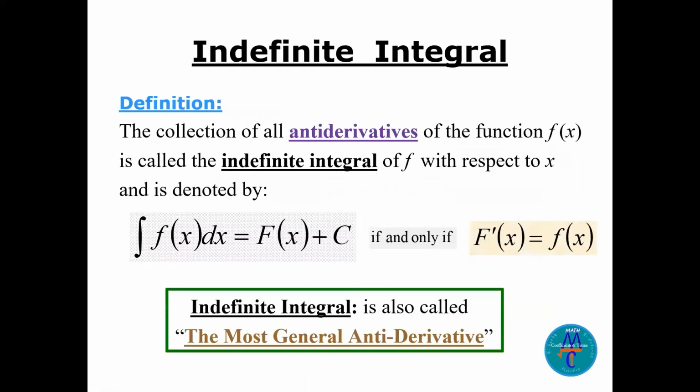in the mechanism. Indefinite integral: the collection of all antiderivatives of the function f is called indefinite integral. So we can write it as the integral of f of x dx is equal to capital F of x plus c, if and only if capital F prime of x is equal to small f of x. So indefinite integral, we have another way of calling that. It is the most general antiderivative. We have to put here plus c, which is a constant.